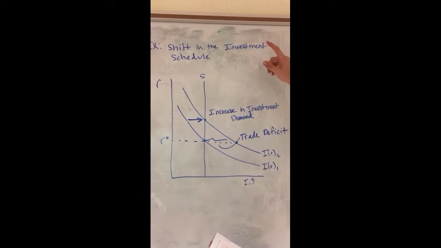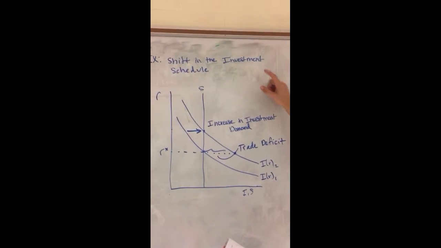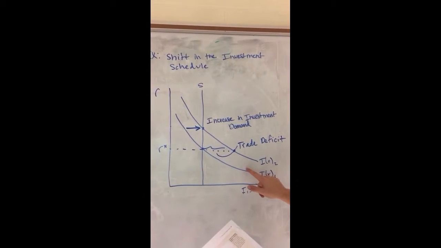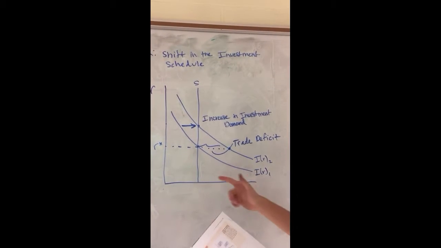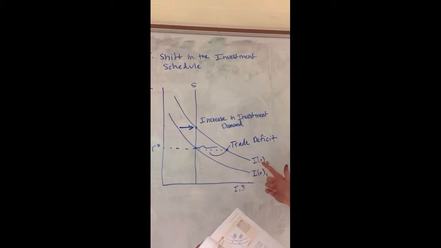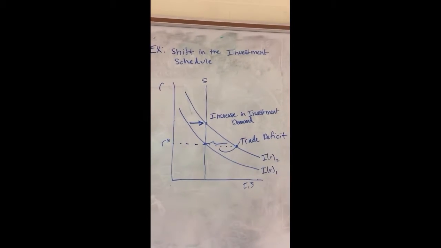For our next example, a shift in the investment schedule: an outward shift in the investment schedule from IR1 to IR2 increases the amount of investment at the real world interest rate. As a result, investment now exceeds savings, which means that there will also be a trade deficit, as we saw in example 1.